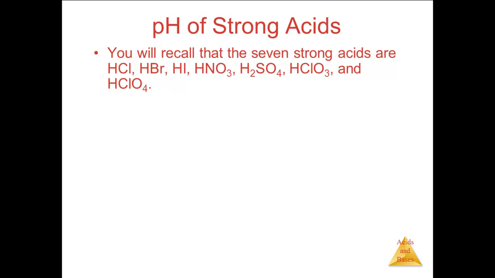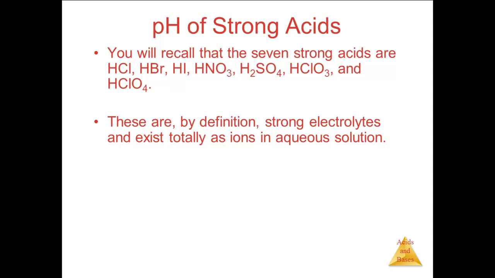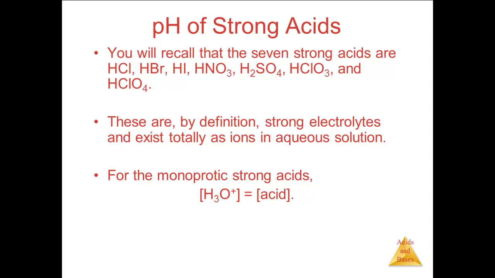The 7 common strong acids are HCl, HBr, HI, HNO3, H2SO4, HClO3, and HClO4. By definition, these are strong electrolytes and exist totally as ions in aqueous solution. For strong acids, the pH of a solution can be determined by using the concentration of the acid.